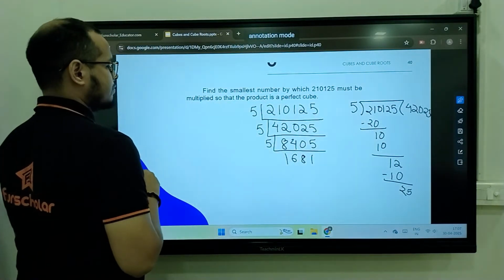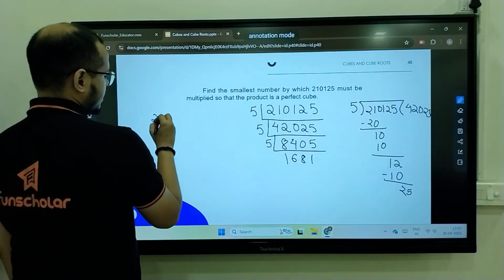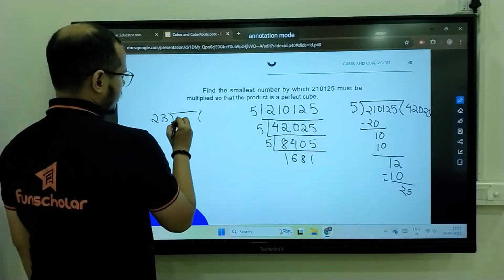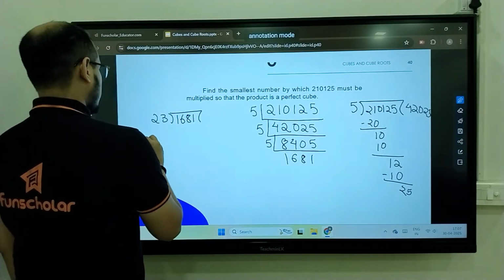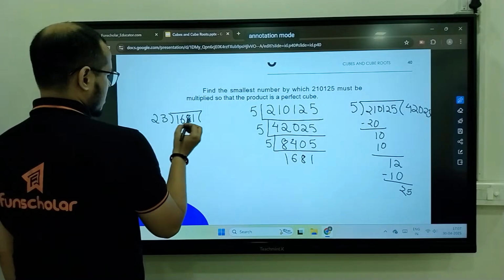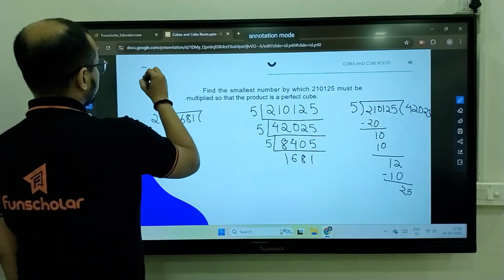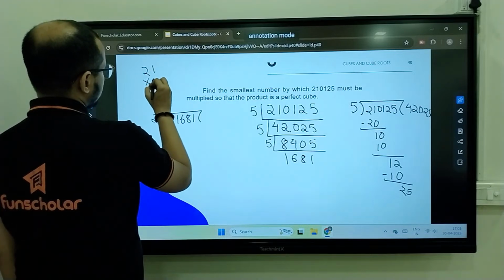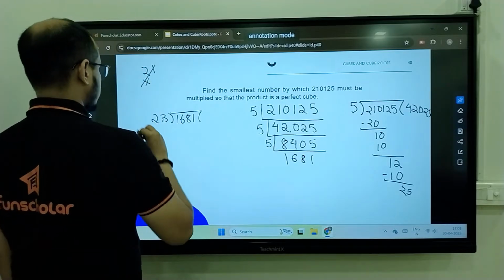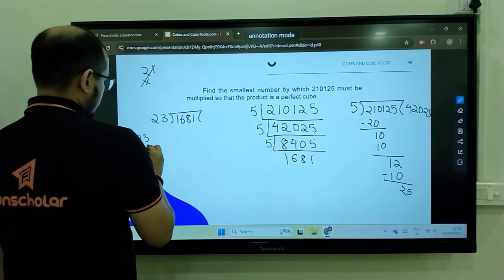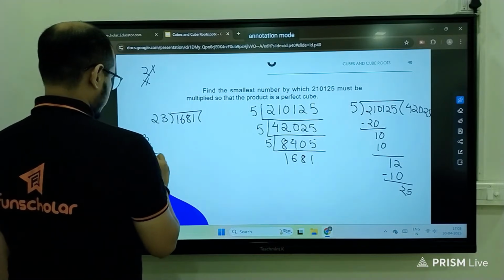1681. Let's see what are the values for 1681. Let's check it for another number. 19 was not there, right? So let's check for 23. 23 into 21 was also there, right? 21, 7 into 3. As it is not a multiple of 3, 21 is also not going to be there.